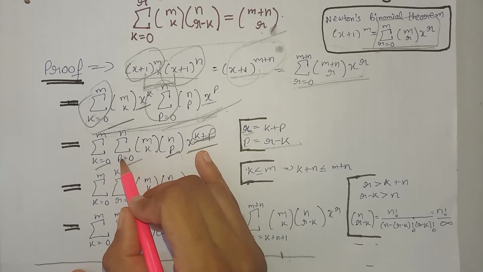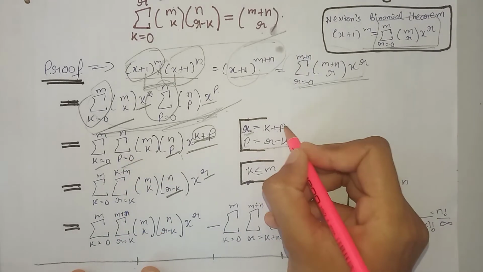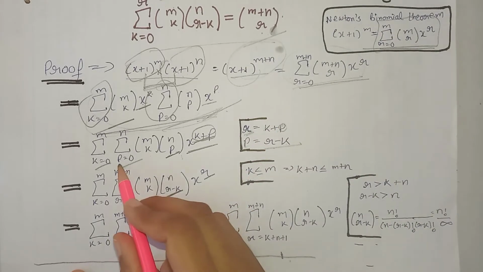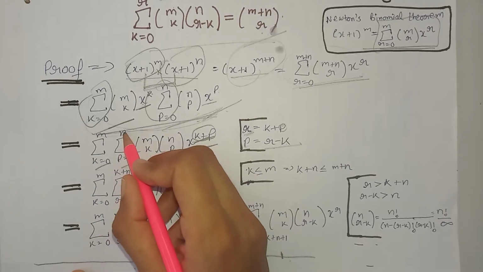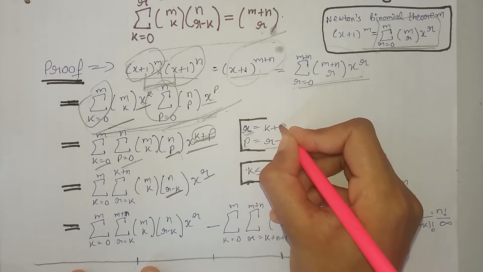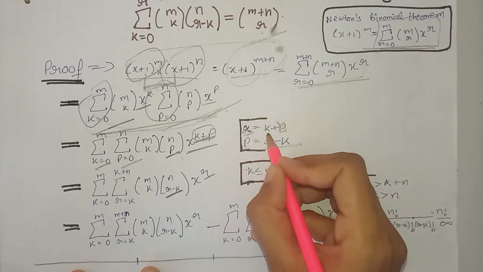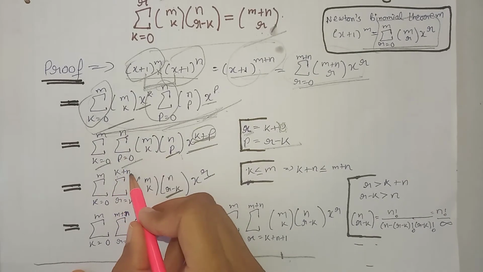Here again we can see that when the value of p is equal to 0, the value of r will be k. So that's why in place of p is equal to 0 we write r is equal to k. When the value of p is equal to small n, the value of r is k plus small n. That's why in place of this we write k plus small n.